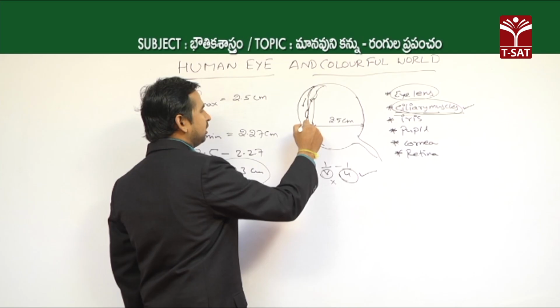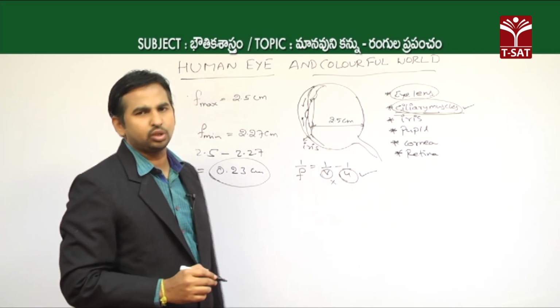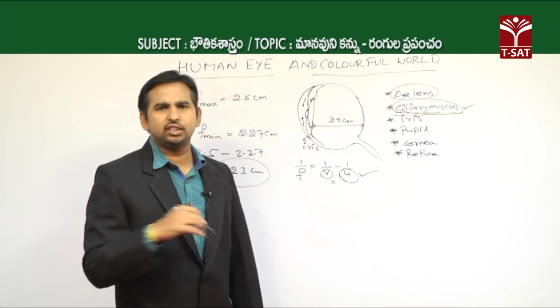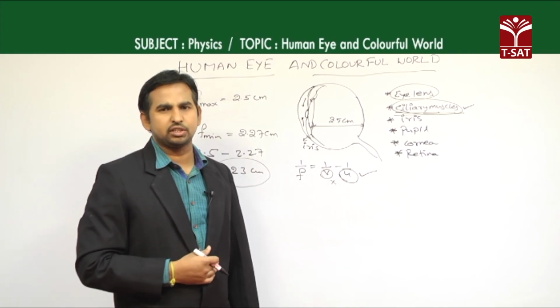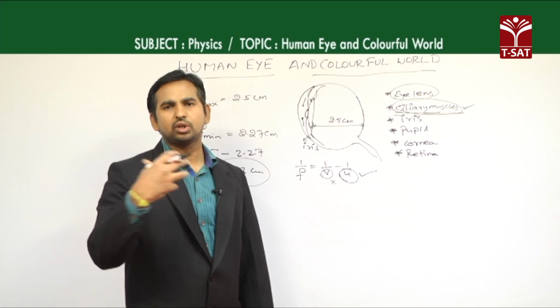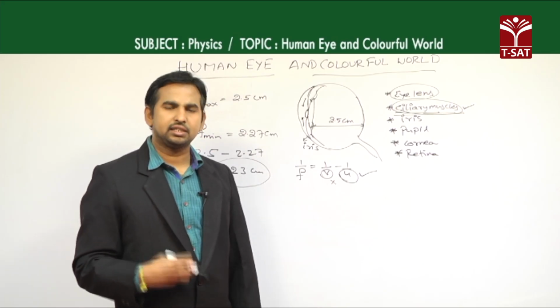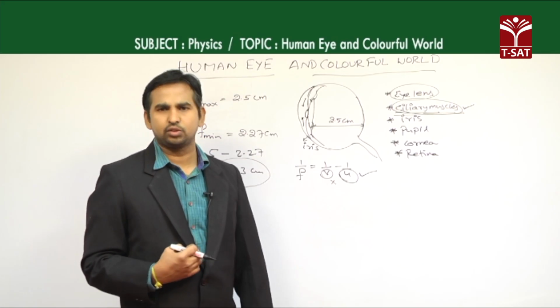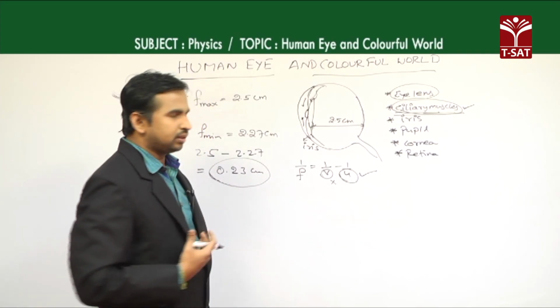It comes closer when you are exposed to high intensity light, and if you are in dim light, where low intensity light is present, it expands backwards. So more light can enter inside. That is the work done by our iris. Okay. So what is the question here?